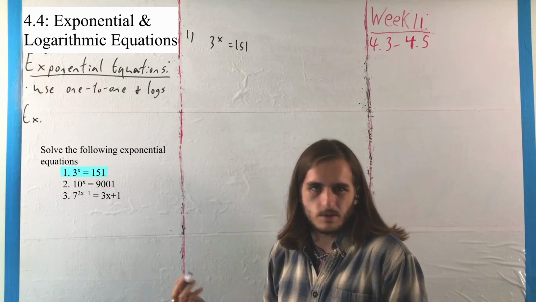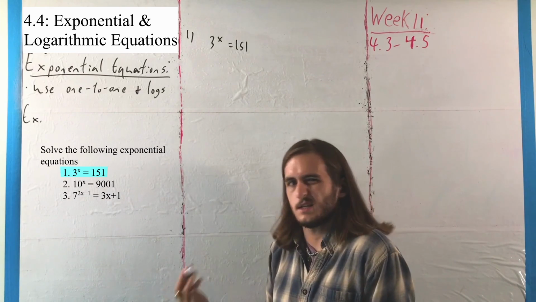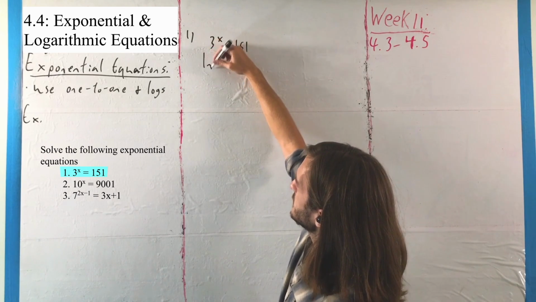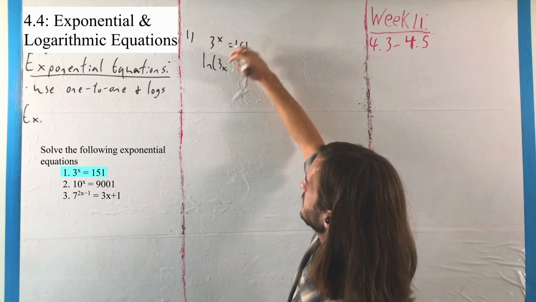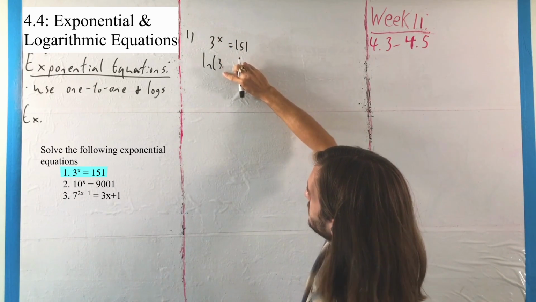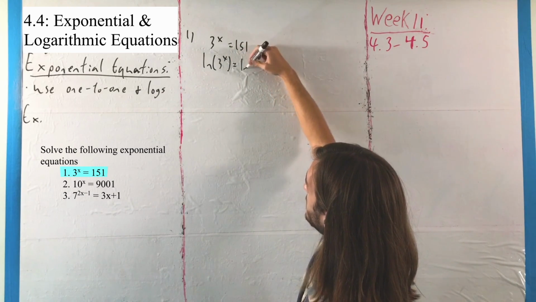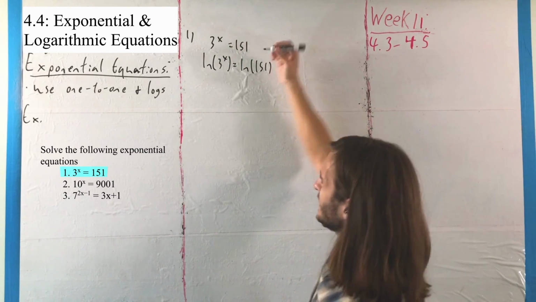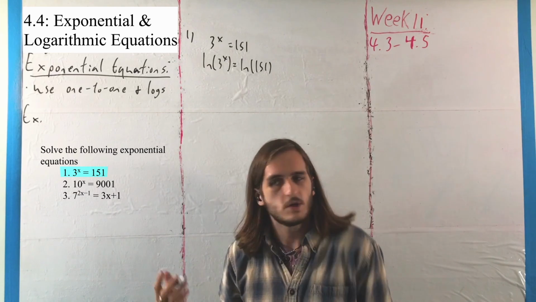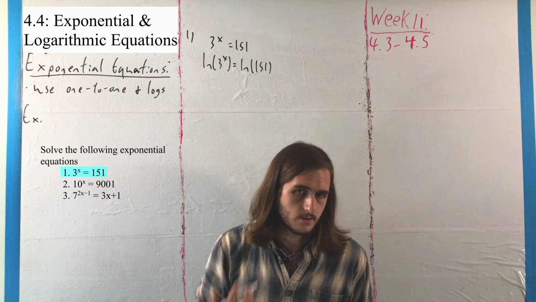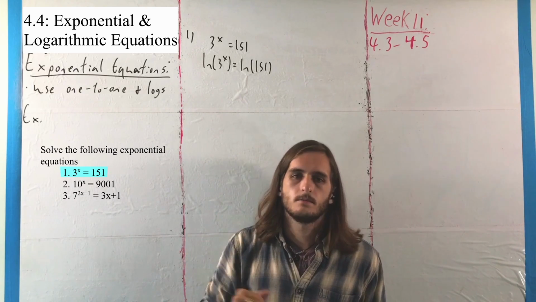The natural logarithm is what you can use for anything. It's just that if you have 10s anyway, you might as well use the common logarithm. So here, we'll take the natural logarithm of both sides. We could also use log base 3 there. It's just that we like the natural logarithm more for reasons.